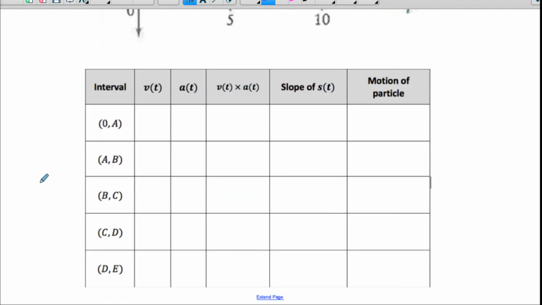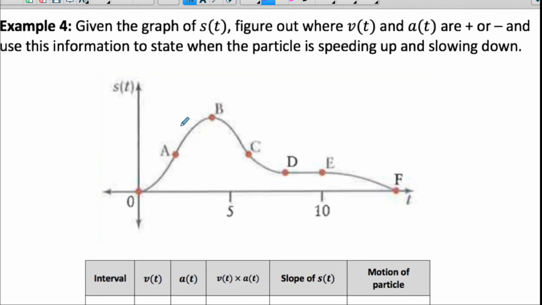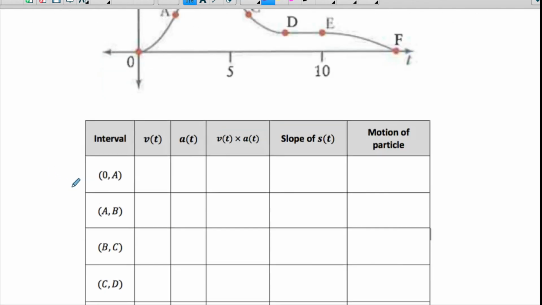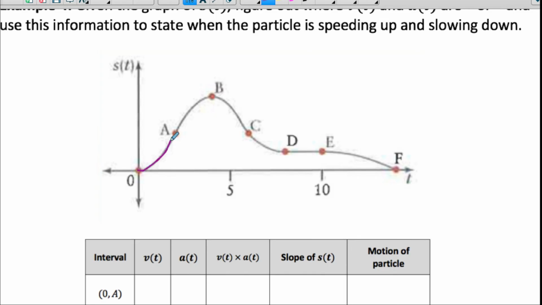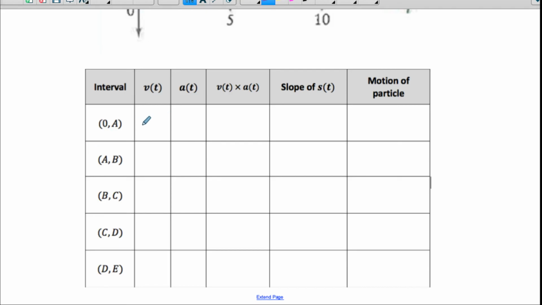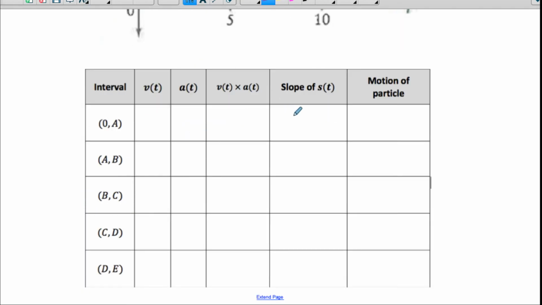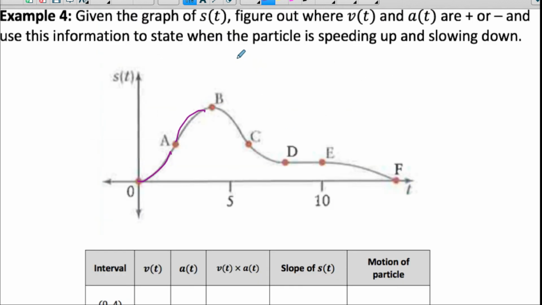So example 4, I have one last example here. I think it would be beneficial for you to just give this a try. Look at each interval. So look at the interval between 0 and a, then look at the interval between a and b. Comment on the sign of velocity and acceleration in each of those intervals. And then write about the slope of the function. And maybe I'll just do the first row with you here.